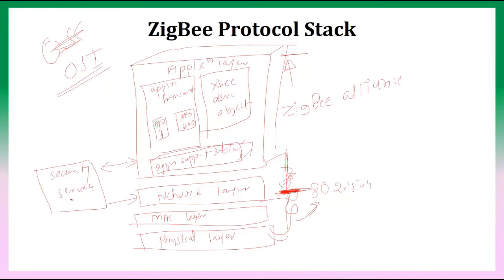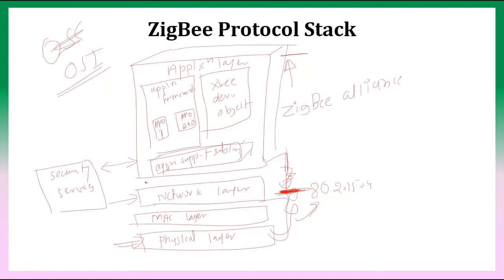So let's begin with the physical one. The physical layer, which is supported by the 802.15.4 standard, is the closest layer to the hardware, which controls and communicates with the radio transceiver directly.